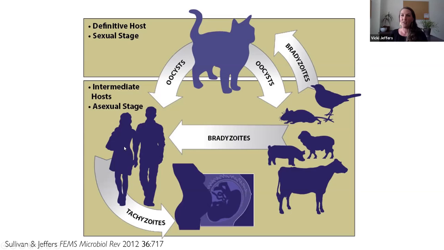Okay, so transmission of toxo can occur through a couple of different routes. The cat is the primary host of toxoplasma, so this is where sexual reproduction takes place. The infected cat will release these oocysts into the environment, and humans can become infected through consumption of the oocysts through fresh vegetables that haven't been washed, or contaminated water. And people can also become infected through consumption of undercooked meat from infected livestock that contain these dormant stages called bradyzoites.